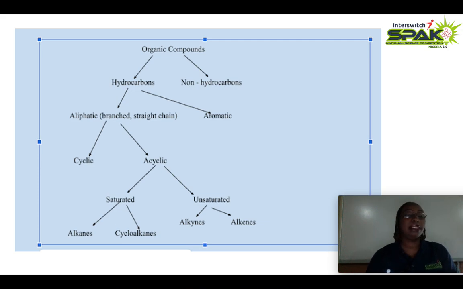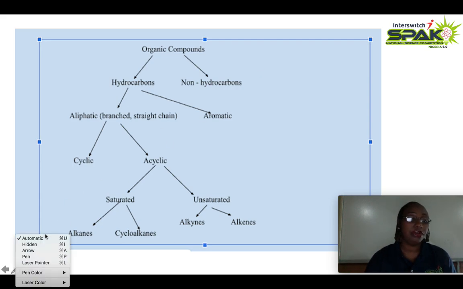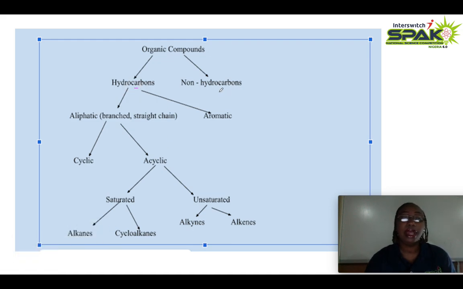Organic compounds are split into two. We have hydrocarbons on one side, and non-hydrocarbons on the other. Hydrocarbons are organic compounds that consist of carbon and hydrogen only. But non-hydrocarbons are organic compounds that, apart from carbon and hydrogen, have other elements attached to them.